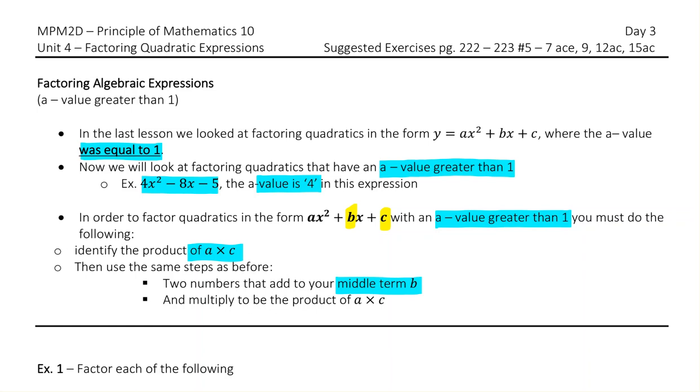When you're completing your side t-chart here, you're going to have two numbers that add to your B term, and on your right, still multiplying, but what is A times C? Let's go back to this example. A is 4, C is negative 5, therefore it would be negative 20. You're looking here for two values that would multiply to negative 20, but also add to negative 8.